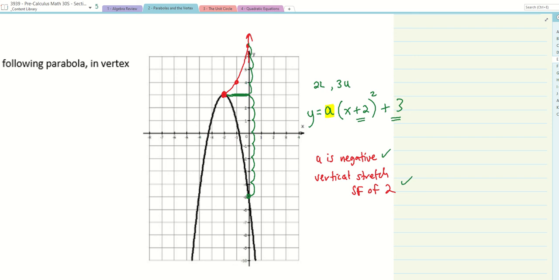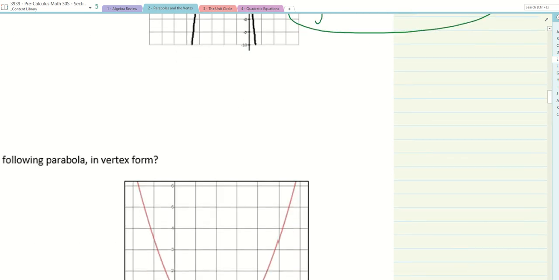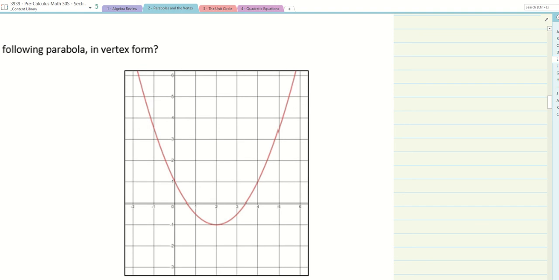stretching it vertically. So that tells us that the equation of this parabola in vertex form is -2, to make it go upside down and stretch, x plus 2 to make it go 2 to the left, squared, because it's quadratic, plus 3. Bada bing, bada boom. Okay? All right. So you guys can pause the video and try this one, and let's look at it together.